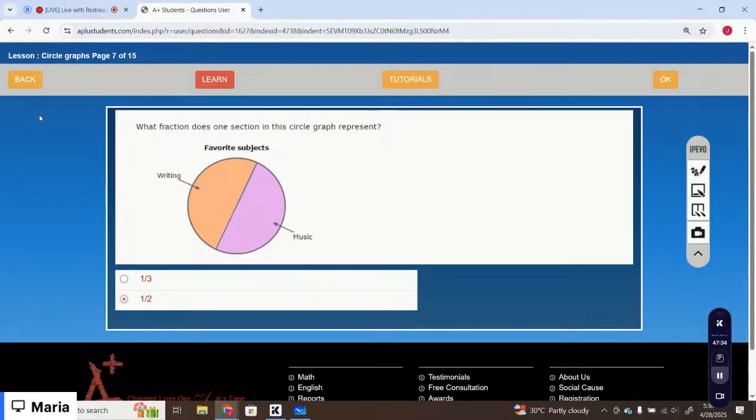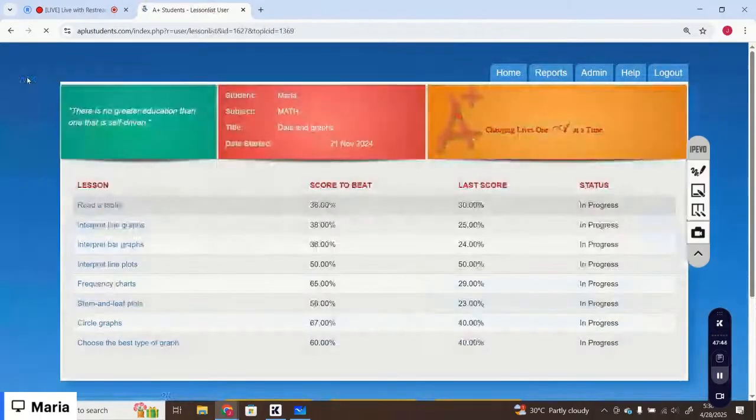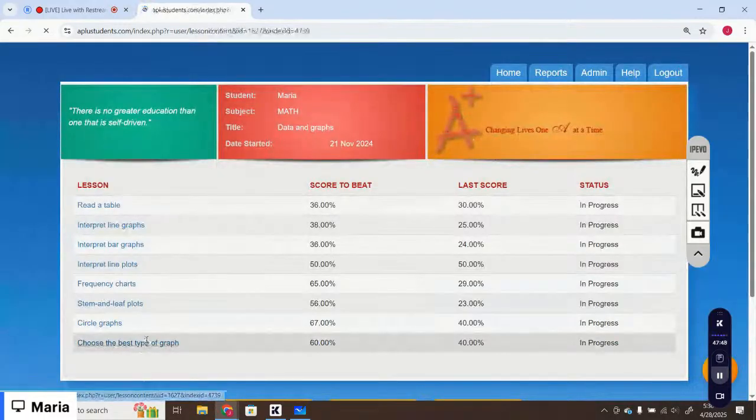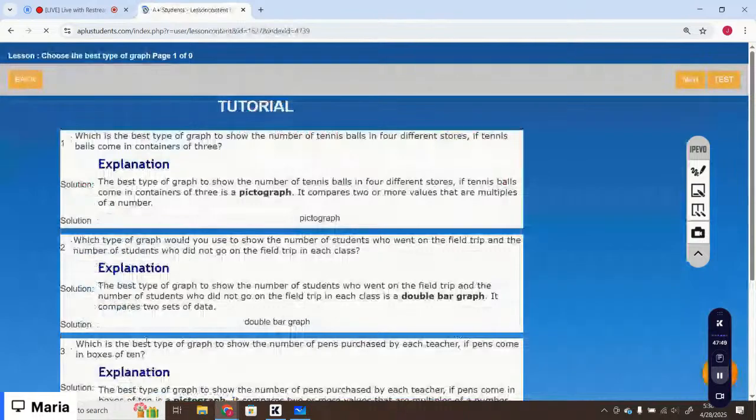Okay, you can complete the lesson by yourself later today. Let me just move on to the next lesson. And the next lesson is choose the best type of graph.